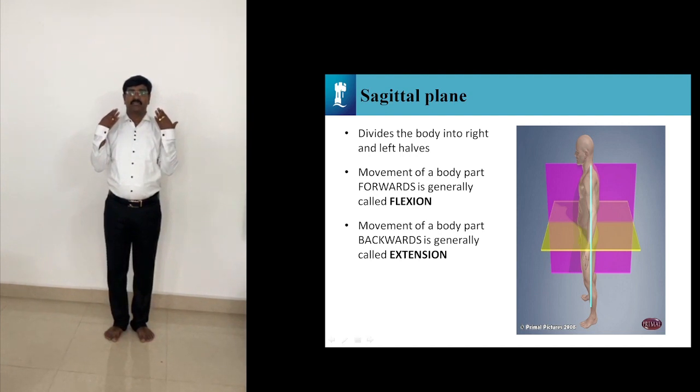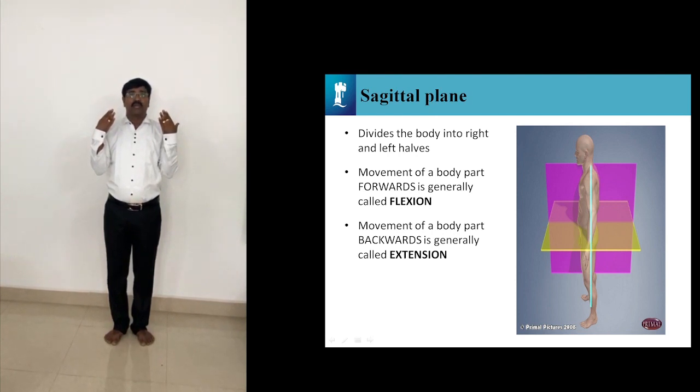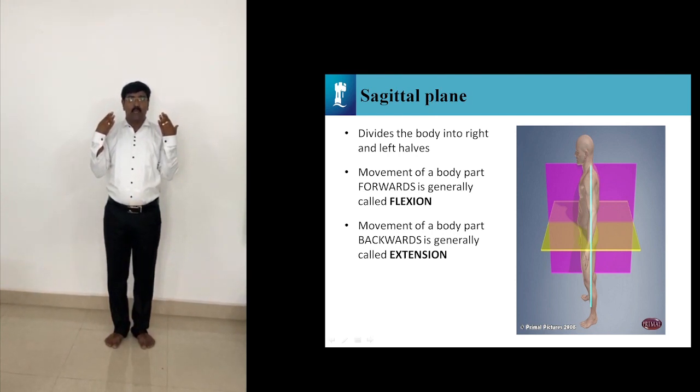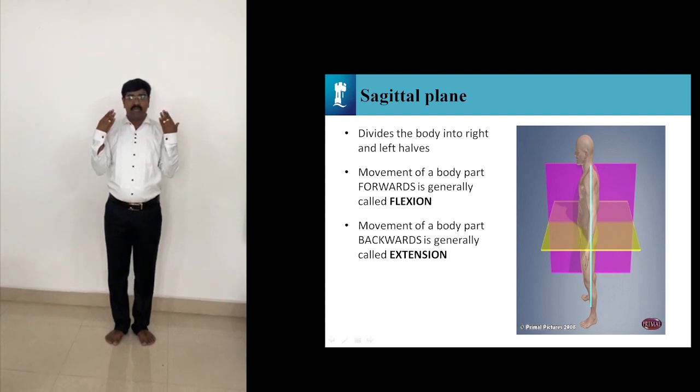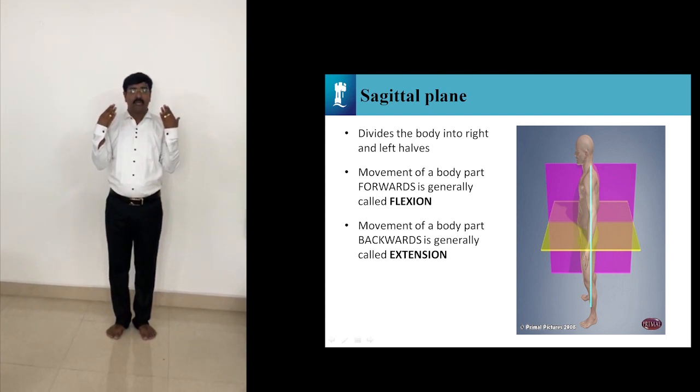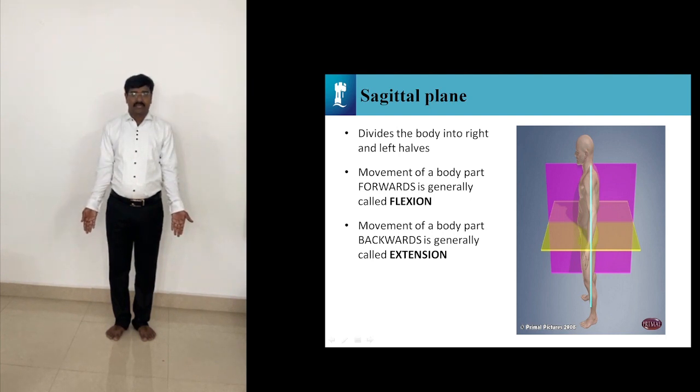Flexion. And once the body has flexed, I have to go back to my anatomical position. The movement of the body part backwards is generally termed extension. I came to my original position. So this is flexion, and this is called extension.